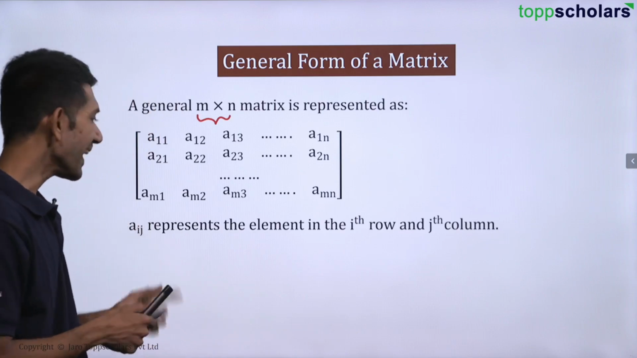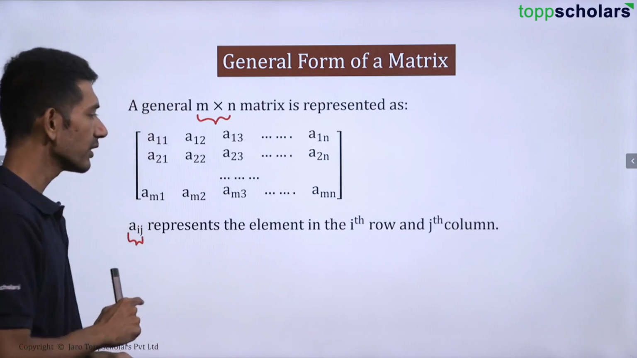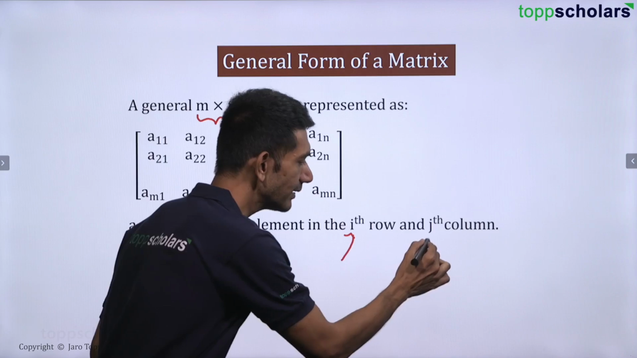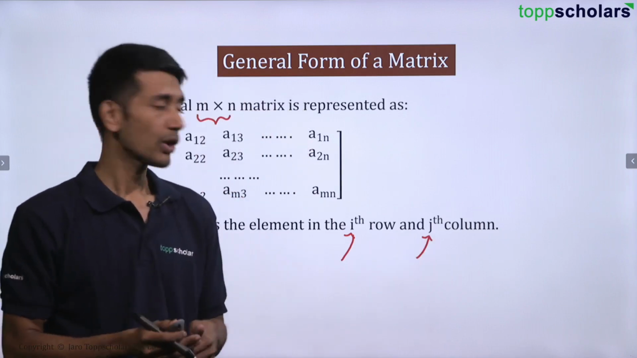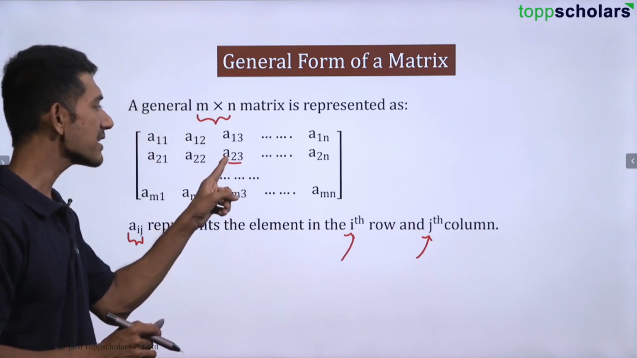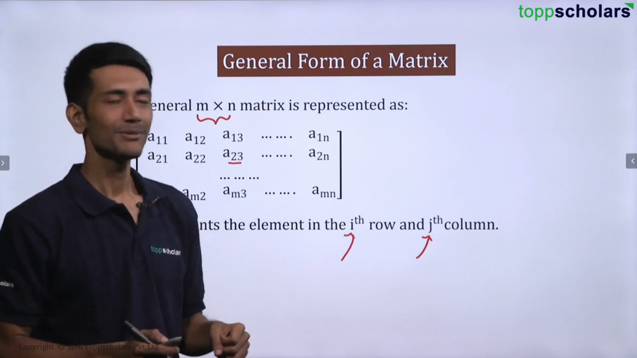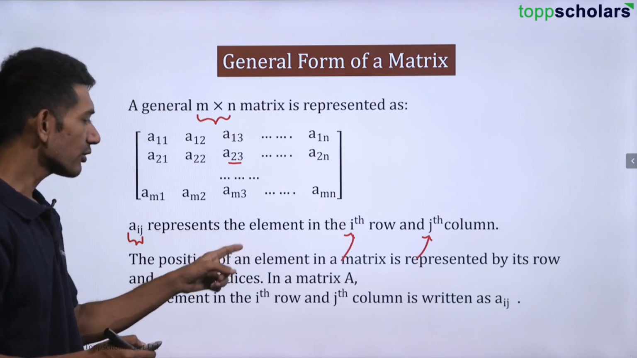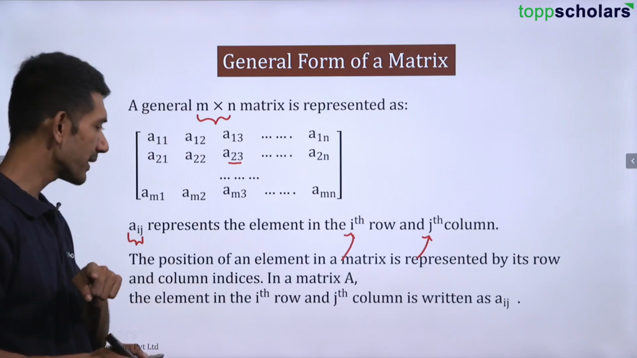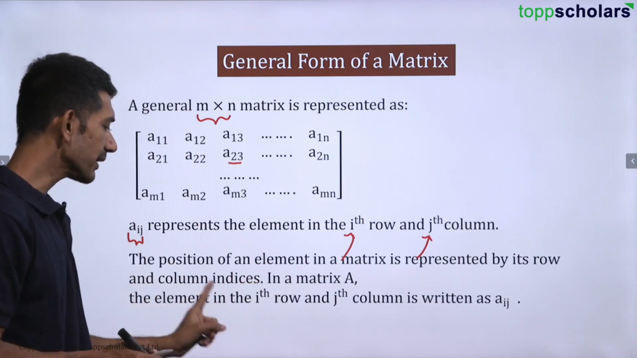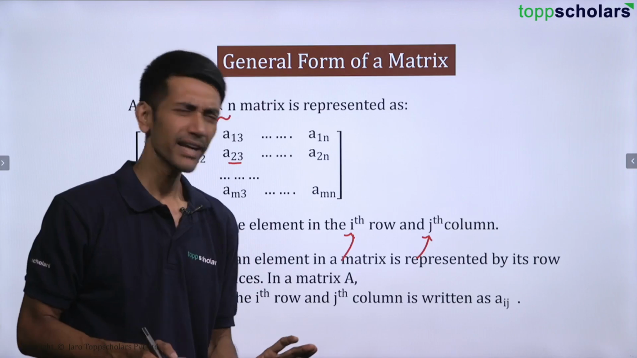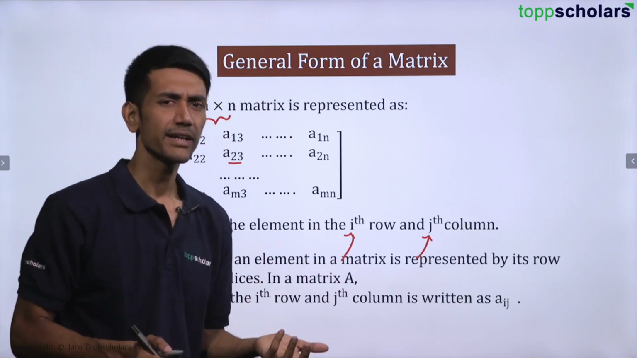Okay. So Aij, please make a note of this. We denote it as Aij, where i is the row and j is the column. So i represents row, j represents column. So A23 means second row, i is 2 and j is 3. Simple? Okay. So the position of an element in a matrix is represented by its row and column indices. So in matrix A, the element in the ith row and jth column is written as Aij. Same thing again, just a theoretical way of saying it.